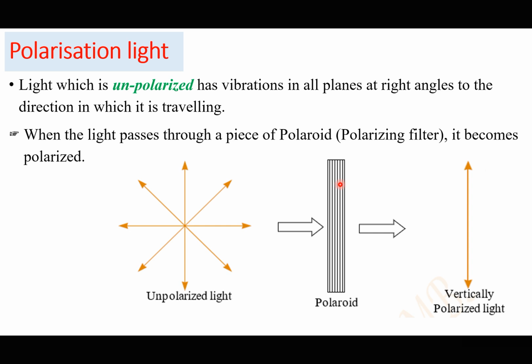In this case, the polarizing filter is only allowing vibrations in the vertical plane. Therefore, the light is going to be considered to be vertically polarized when it comes out of the polaroid or the polarizing filter. So what has happened? The vibrations of light in more than one plane have been confined into vibrations in only one plane. So we have achieved what we call polarization.